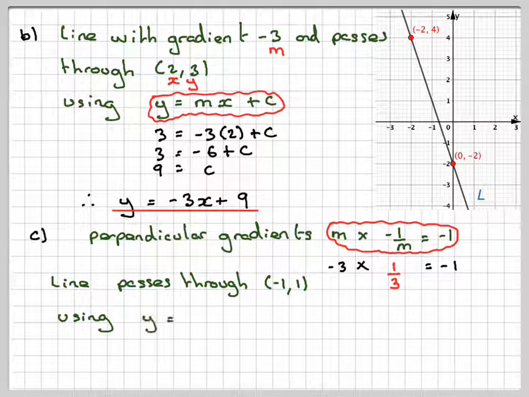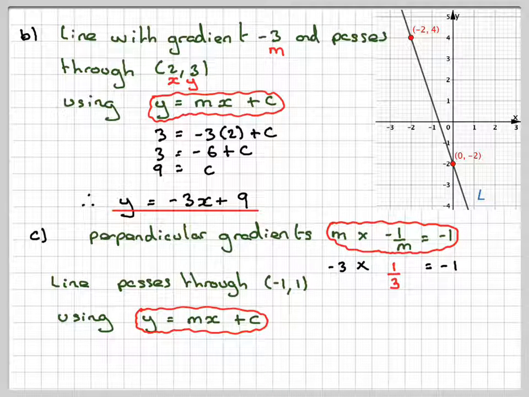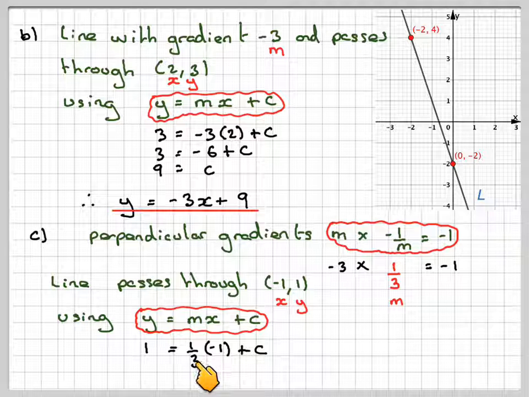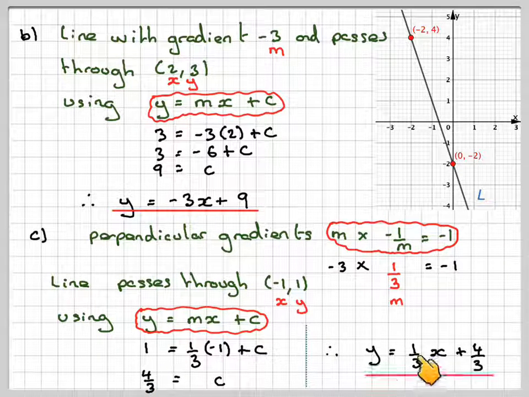So the line passes through the point (-1, 1). So again, using y = mx + c, we've got y is 1, x is -1, and m is 1/3. So we've got 1 = 1/3 times -1 plus c. So that's going to give me -1/3. When we take it over there, we've got 1 and 1/3, which is 4 over 3. c will be 4 over 3. Use improper fractions in this topic. Therefore y will be equal to 1/3 x + 4/3, using y = mx + c.